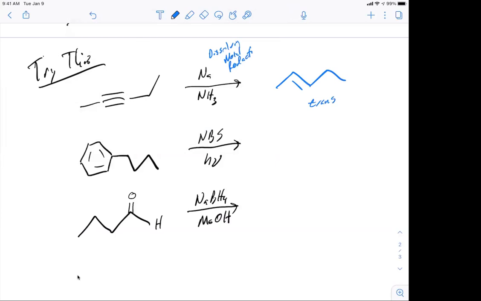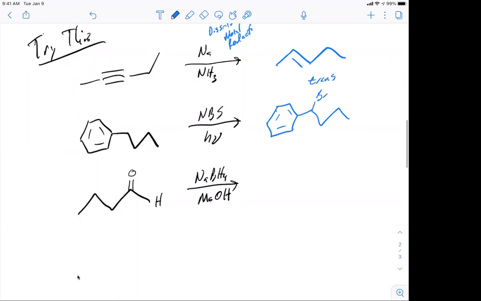Next one, we're doing an allylic or benzylic bromination with NBS and light, or NBS and heat. Either of those would have worked. And what this does is give me selectively addition at the benzylic or allylic position.